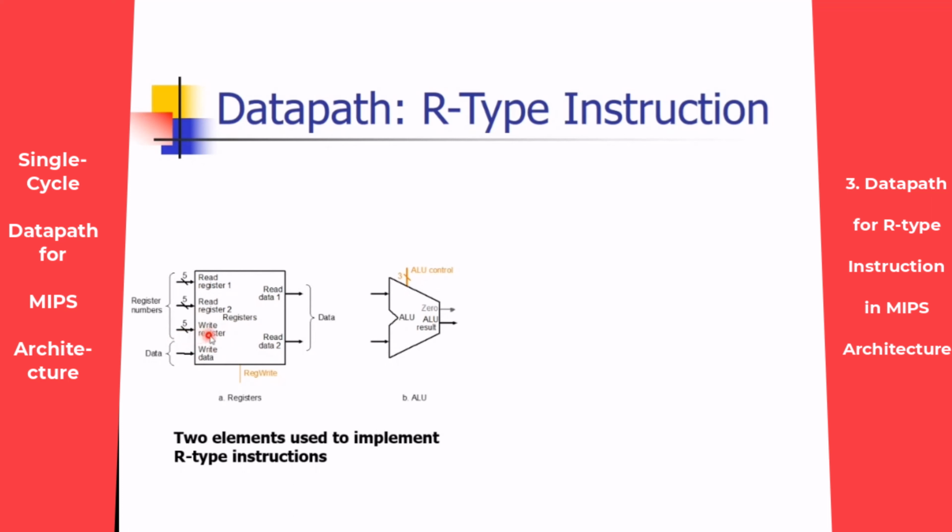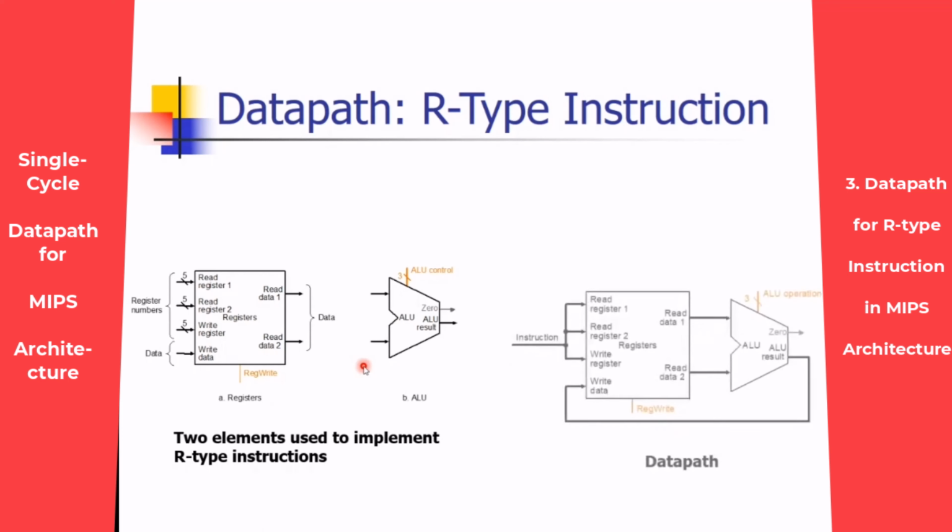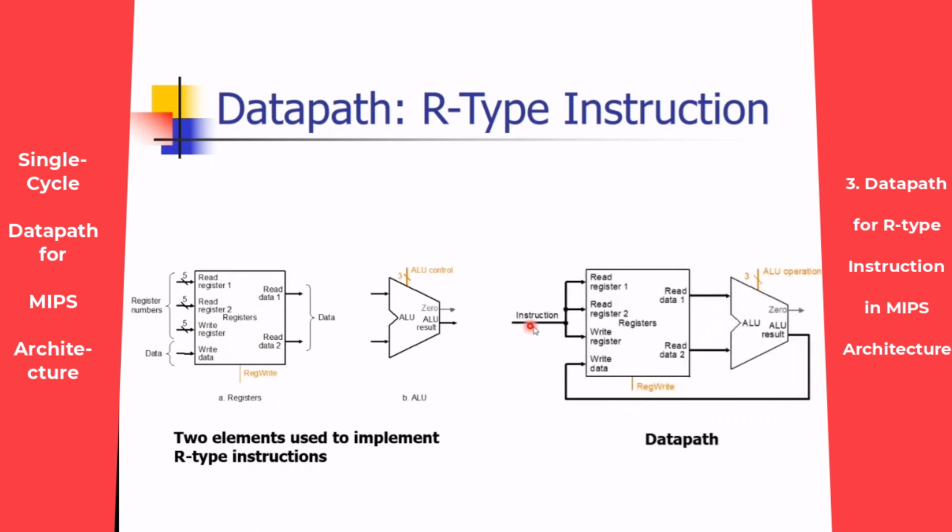Also, you can specify the write register by these 5 bits. The write register and the data that you are going to store in a register should be given to the write data port. There is a control signal, register write, that should be active when you want to write something inside the register file. And this is the new component, the ALU. As you can see, it has 2 inputs and 1 output. There is a new control signal which has 3 bits. And let's check how these 2 elements can construct a data path for our R-type instruction.